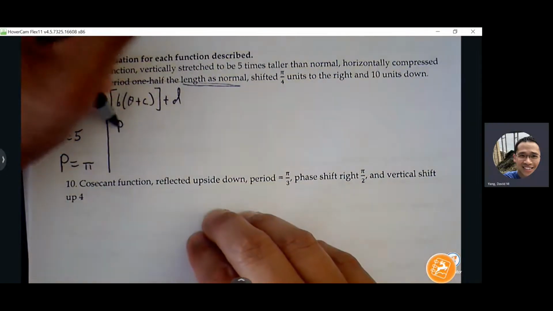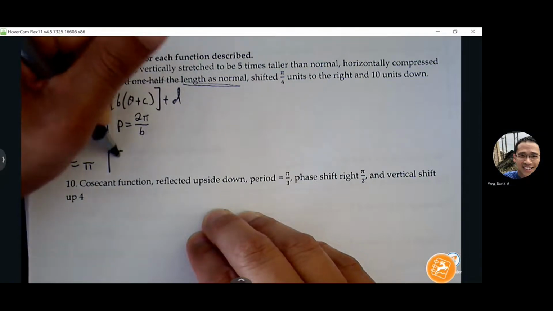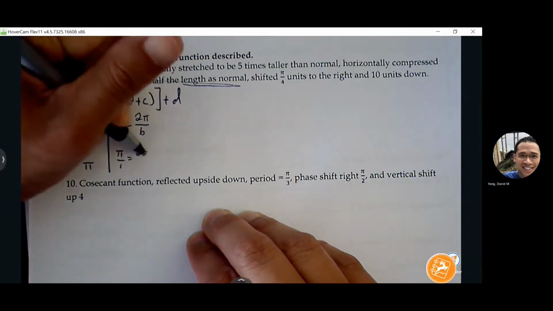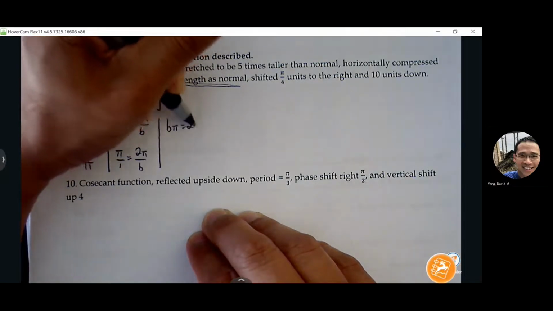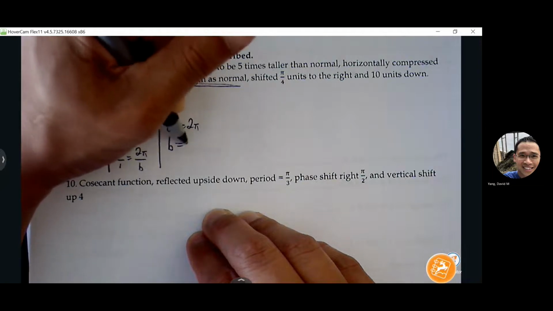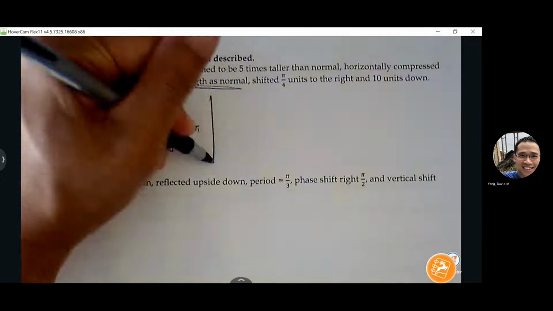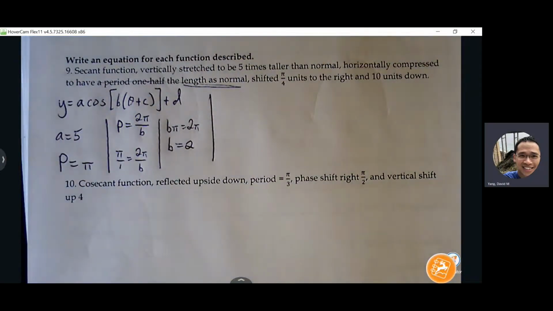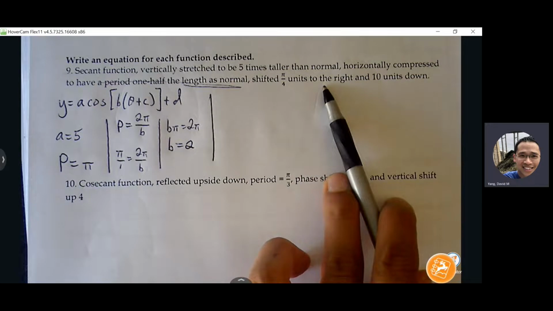Yeah, so I have my formula, right? 2 pi over b. Okay. So basically, you're doing everything like cosine, and the only change is that you're calling it secant at the end. Shifted pi over 4 units to the right.